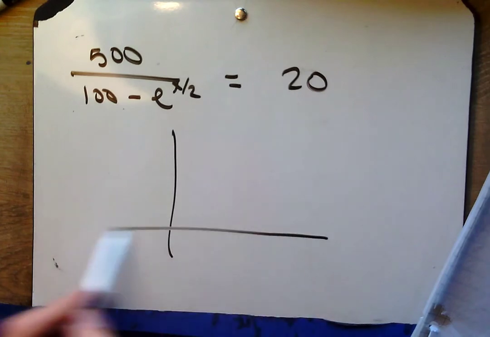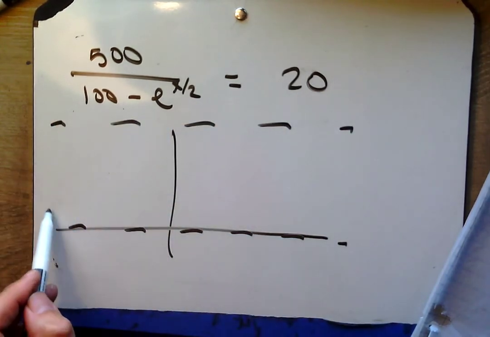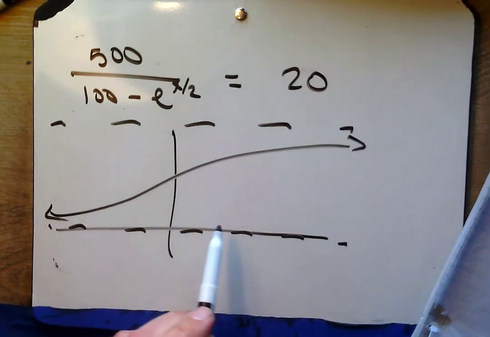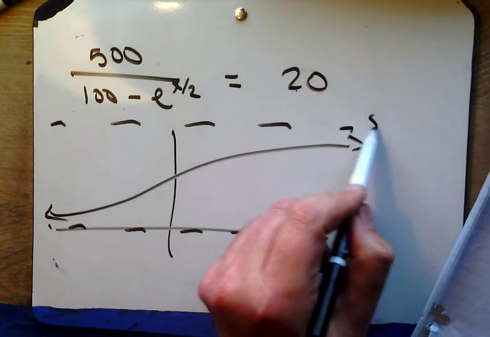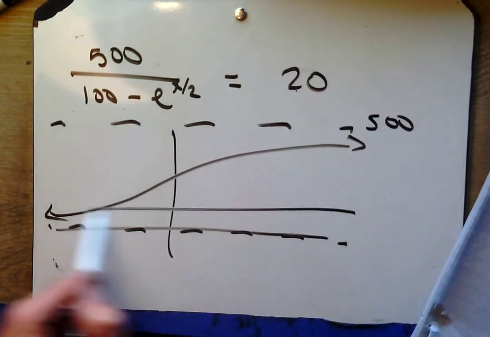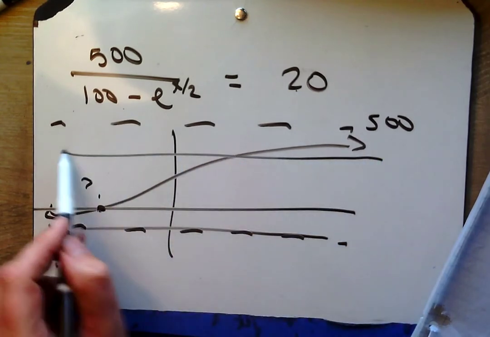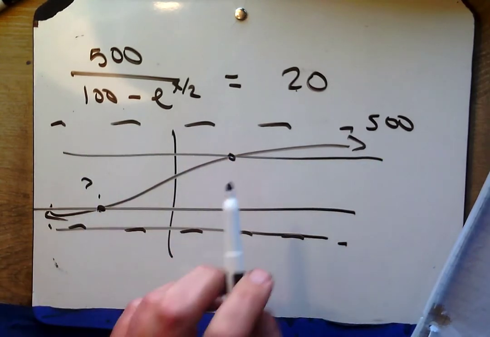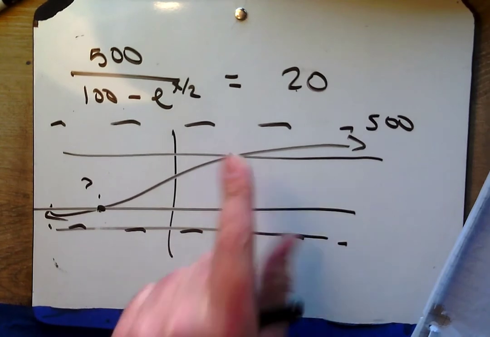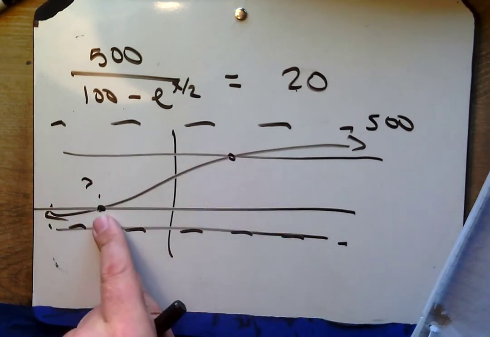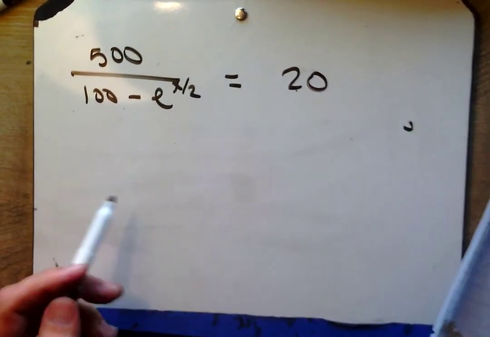Thinking in general about it, here's my logistic model. I'm not sure where 20 is here. I know this is 500, so I'm guessing 20 is down here. But I don't know, maybe 20 is up here the way I graphed it. What I do see is maybe my answer will be negative, maybe my answer will be positive, but I see only one solution. So I need one solution here.